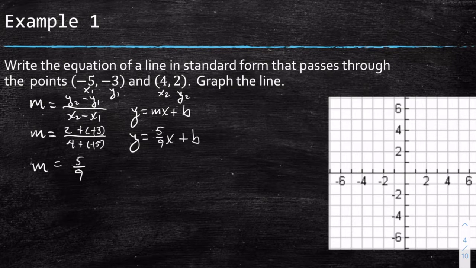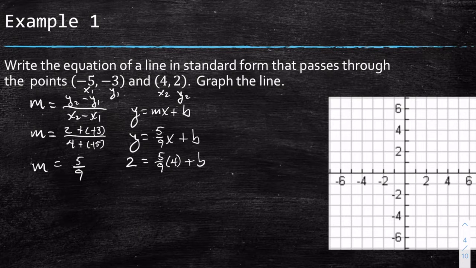And it doesn't matter which one you use because you're going to get the same truth no matter which of those points you're going to use. So let's use the second one. y2 is 2, so we're just going to replace the y with 2, when x2 is 4. So we're going to say 5/9 times 4 plus b. And that's going to help us solve for b, which is the y-intercept.